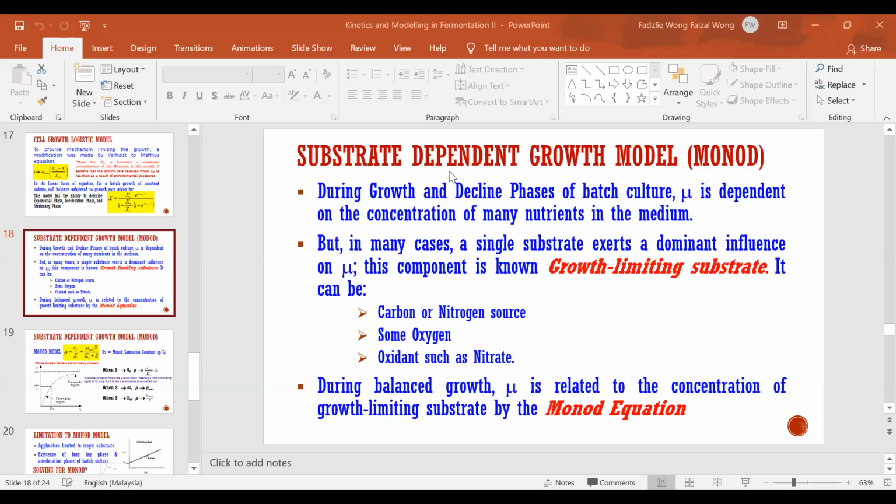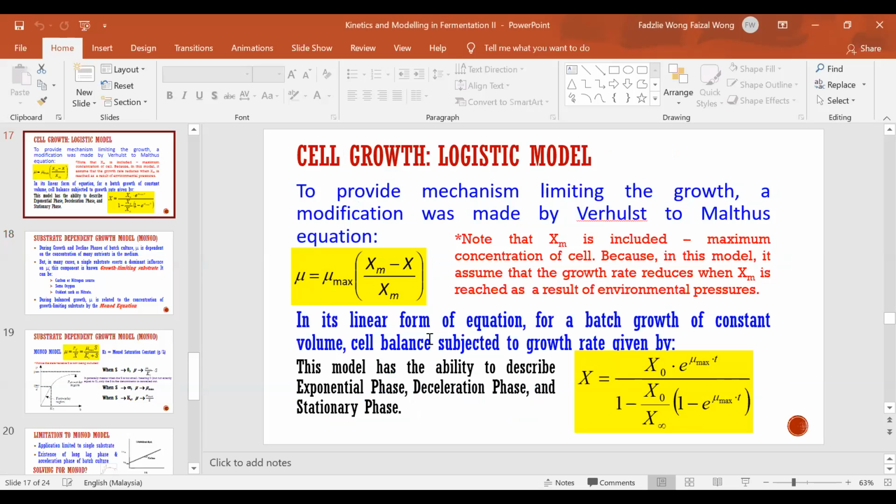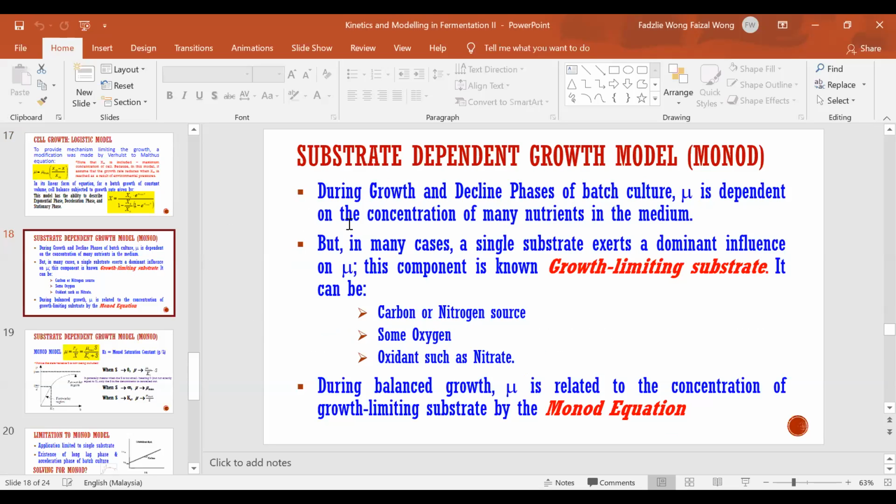In the previous model, the logistic model, basically there is awareness to actually add the element of environmental constraints, right? Which could include everything, right? Toxic, substrate, space, etc. But for Monod, we specifically add the element of substrate dependence, only substrate, yeah?